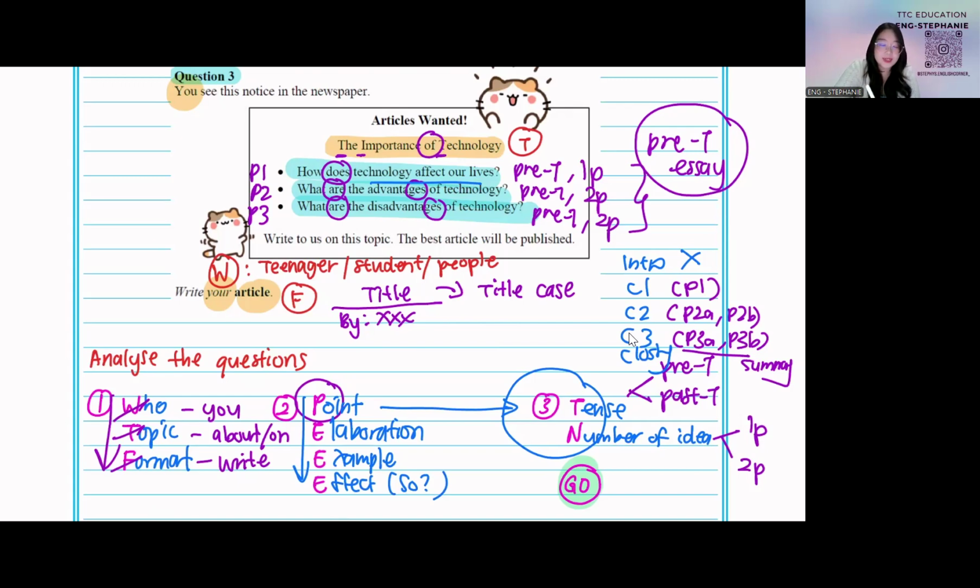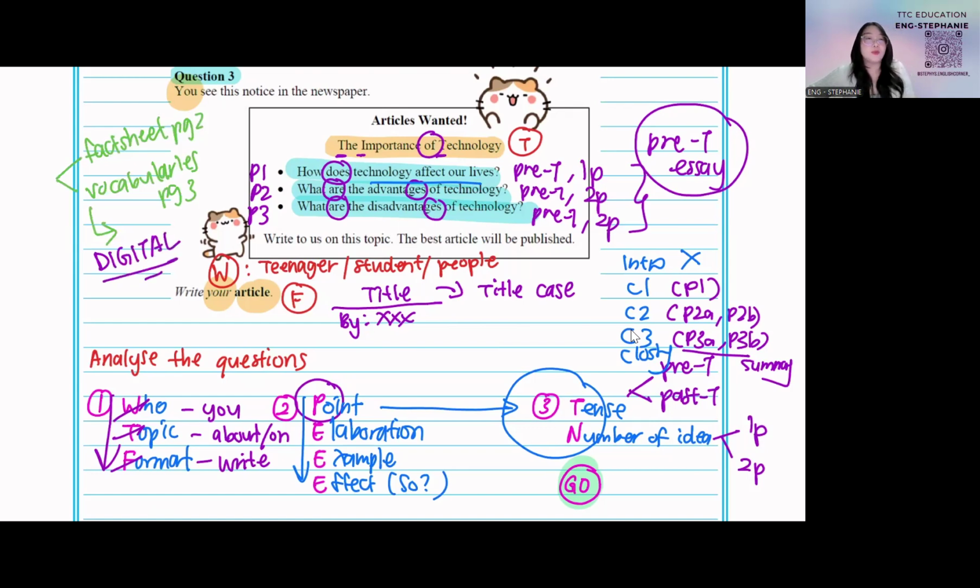So for those who came in later, in case you've missed out my second page and the third page, what we'll be doing today, we'll be writing this essay by using our fact sheet in page 2, some of the information there, and also the vocabularies in page 3. What are our vocabulary? Our digital. I will try my best to incorporate as much as we can, but only if it is appropriate. I don't want to force it in.